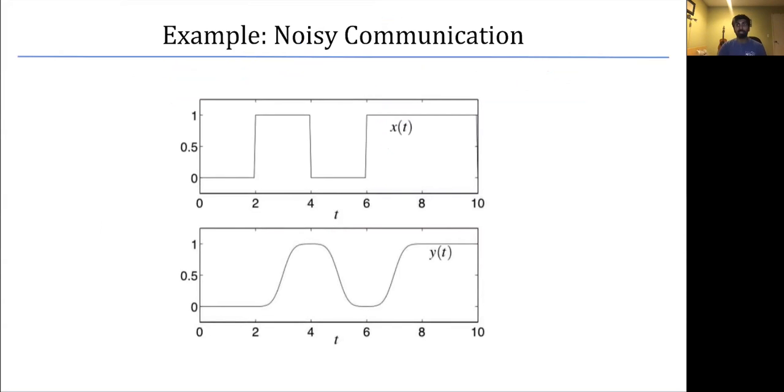Along those lines, here's another example. This is an example of noisy communication. So here I have a signal with a bandwidth of 0.5 bits per second. And in this particular example, I have X, and that goes into a system H, right? I have H of T, and then I get Y of T. And so this is X of T, this is Y of T.